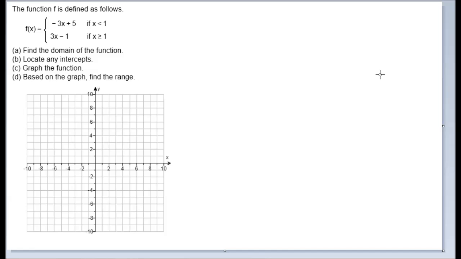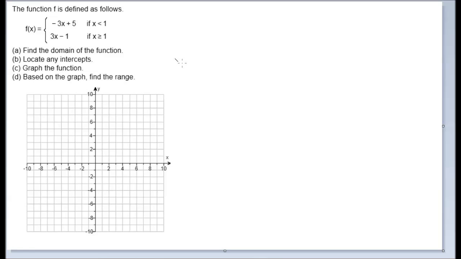Alright, we'll just take a look at one more for this homework here. They're asking for the domain. Well, you can see that x can be as low as it wants to under 1 and as high as it wants to above 1. In other words, from 1 going down this way is everything, and from 1 to greater. So actually the domain here is going to be all real numbers.